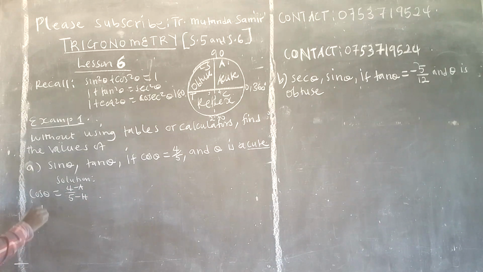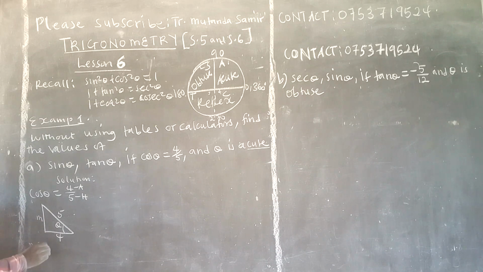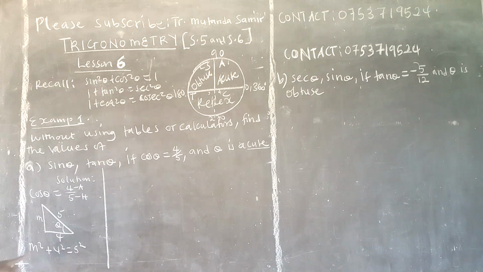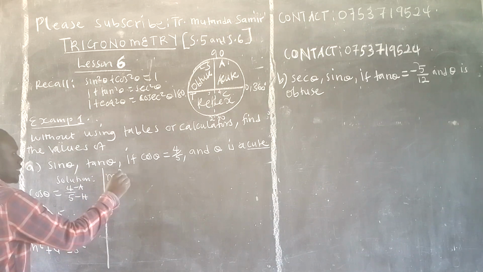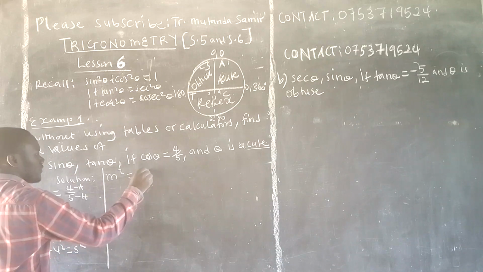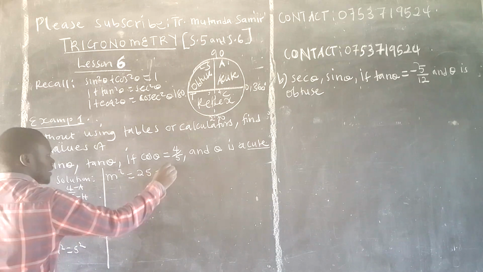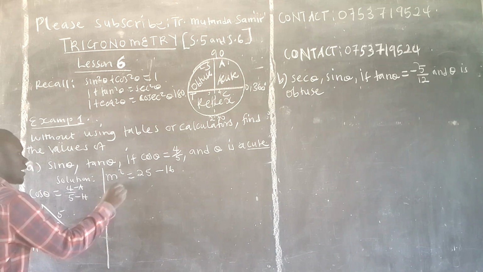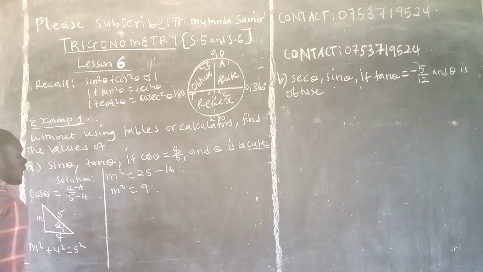So it means that when you do your triangle like this, that will be theta, adjacent is 4 and hypotenuse is 5. So it is missing this side here, which I can call m. That will mean that from Pythagoras theorem, we shall have m squared plus 4 squared is equal to 5 squared. All right, so let's get the value of m. We shall now have m squared is equal to 25 minus 4 squared, which is 16. So m squared is 25 minus 16, we shall get 9.